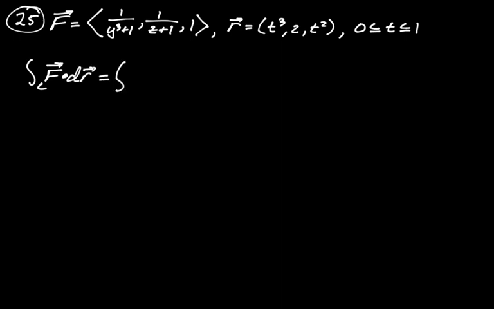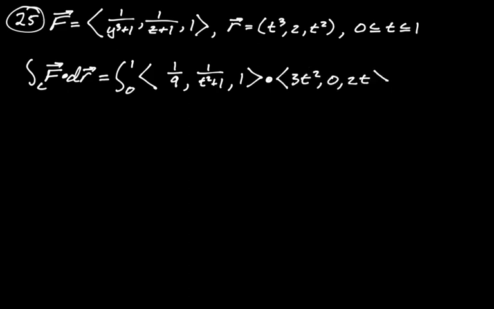So we're going from 0 to 1. And then y is equal to 2, so that's 1 over 8 plus 1, 1/9. Comma, z is t squared, so 1 over t squared plus 1. And then it's just 1, so doesn't matter what you were dealing with, just stays 1. Dot, we need r prime of t dt, so 3t squared, comma, 0, comma, 2t, and dt. Do the actual dot product.